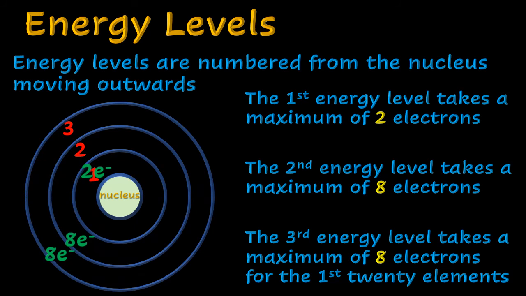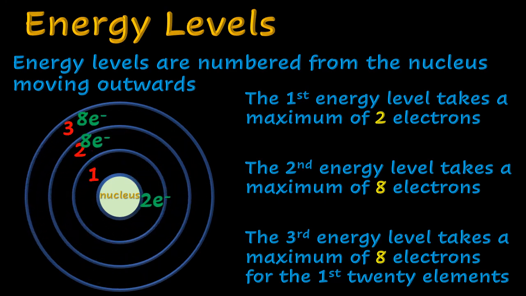But since in our syllabus we only want to cover elements 1 to 20, then we shall take this to be the rule for filling these occupied energy levels, where the first energy level will take a maximum of 2 electrons, the second energy level will take a maximum of 8 electrons, and the third energy level will take a maximum of 8 electrons too.